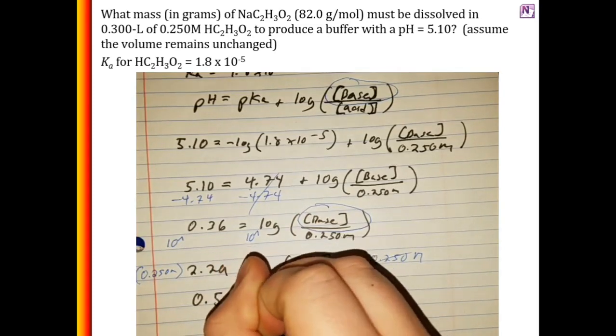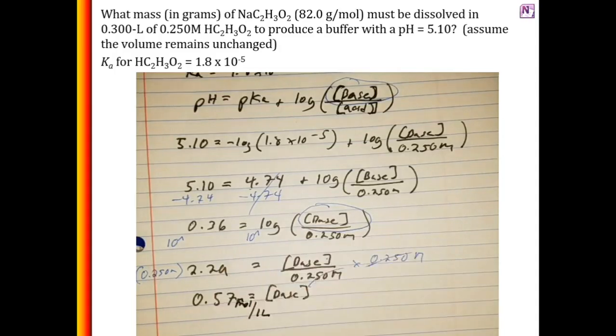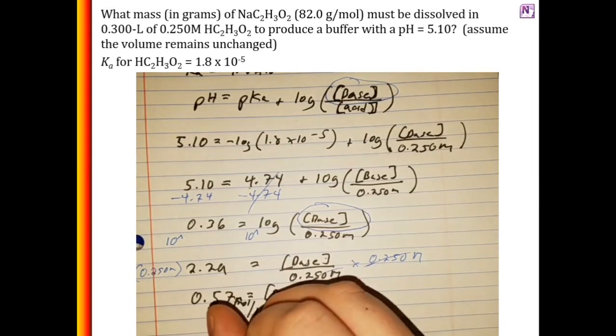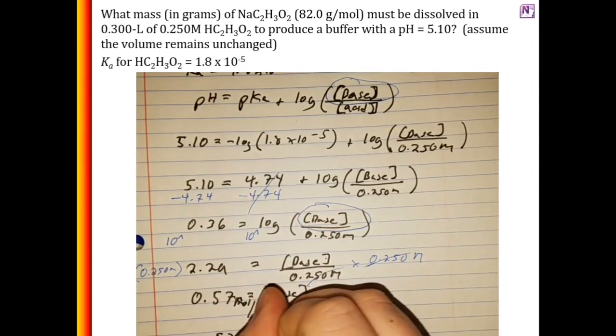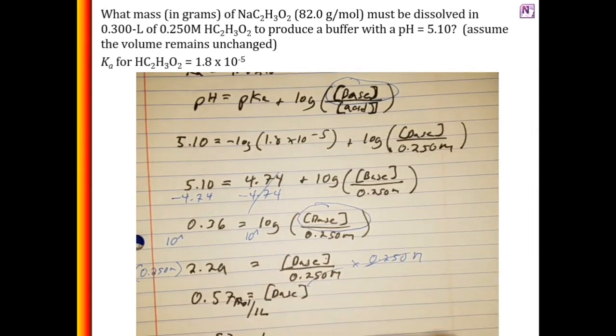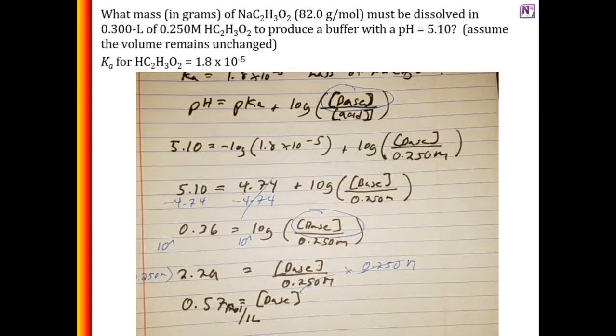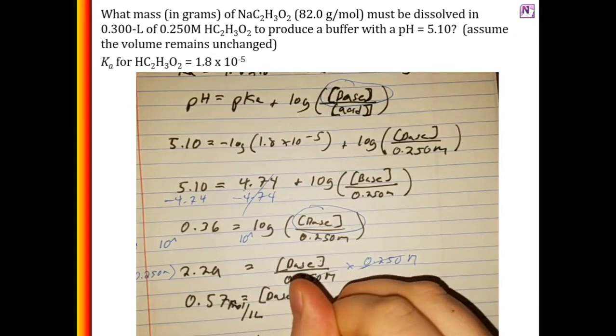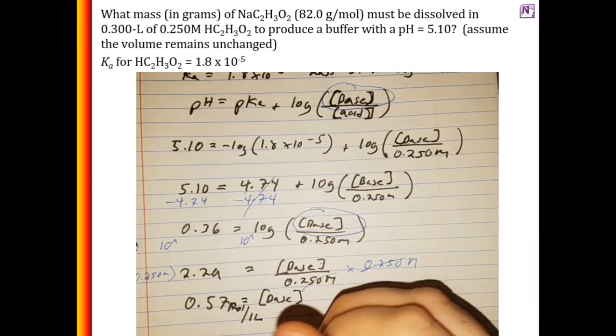But I'm not after a whole liter. The question tells me I want 0.3 liters. So if I rewrite this out, I have 0.57 moles in 1 liter. To get rid of those liters, I can multiply times 0.3 liters, just the volume that we have, and that's just over 1.